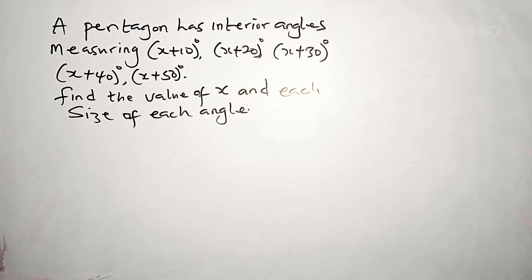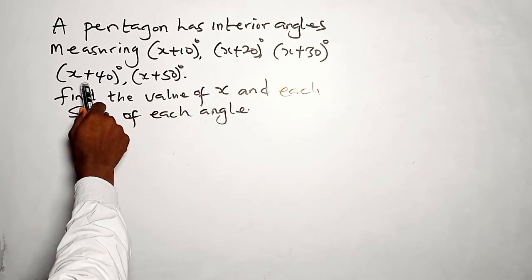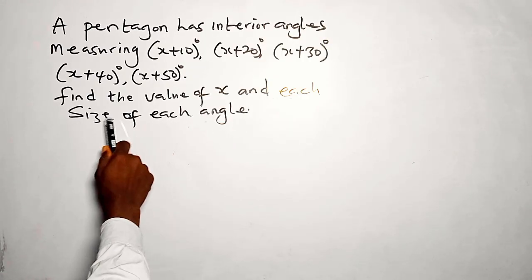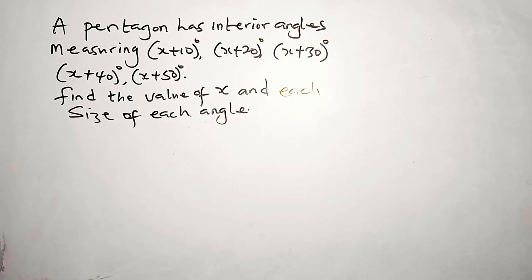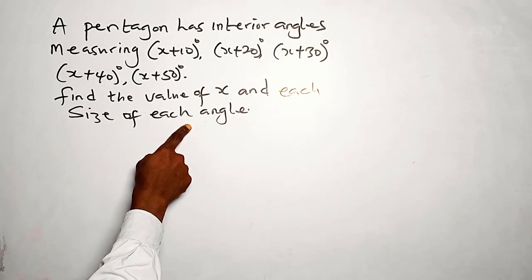The question says a pentagon has interior angles measuring these sizes: x plus 10 degrees, x plus 20, x plus 30, x plus 40, x plus 50. We have to find the value of x and the size of each angle.